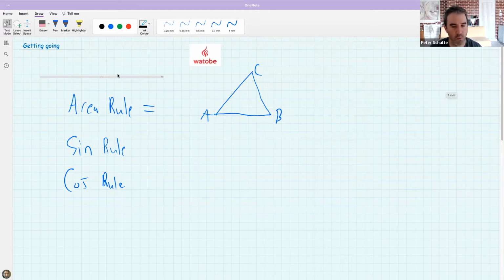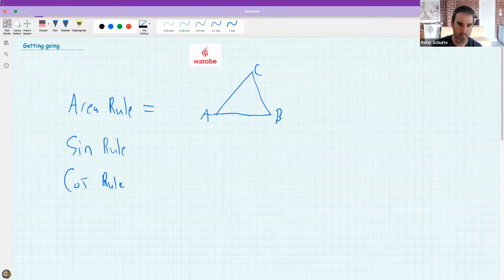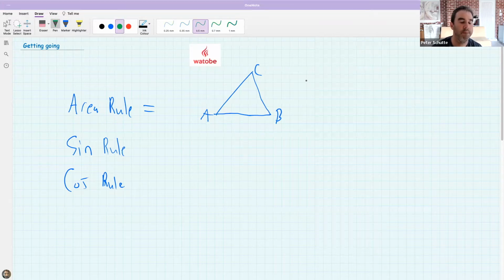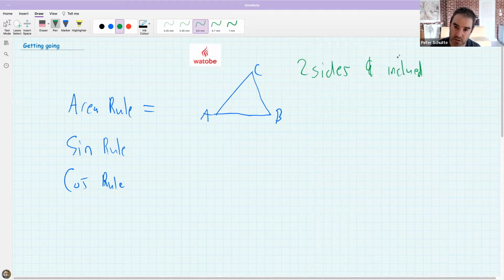If you think you know what the key information is for the area rule, pop your hand up or put it in the chat. Mr. S, Lee's hand is up. Hey, Lee, what information do we need to use the area rule? We need two sides and an angle between the sides. Yes, we need two sides and the included angle. Thank you, Lee. That was awesome.